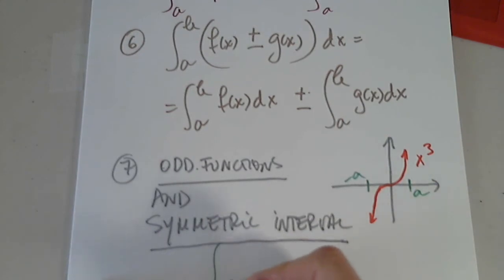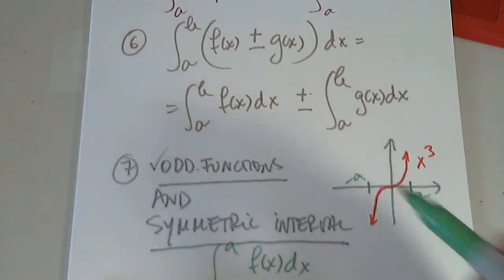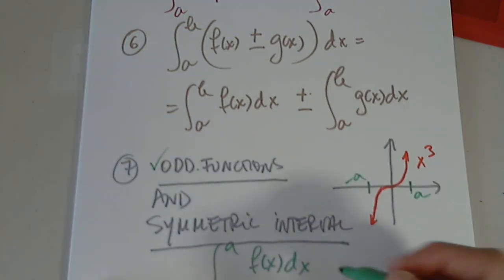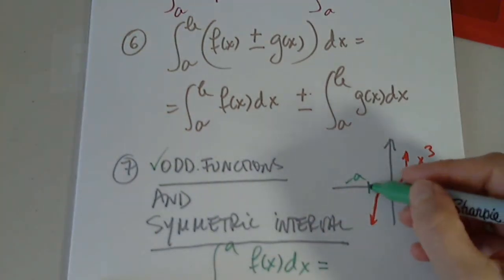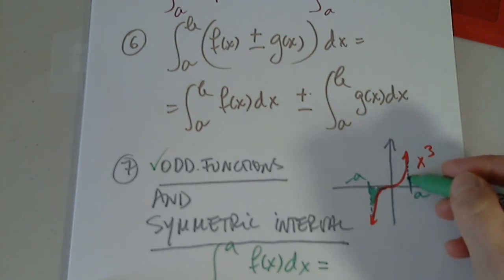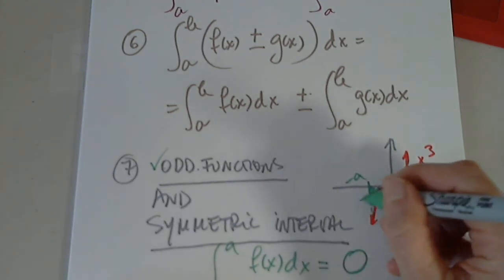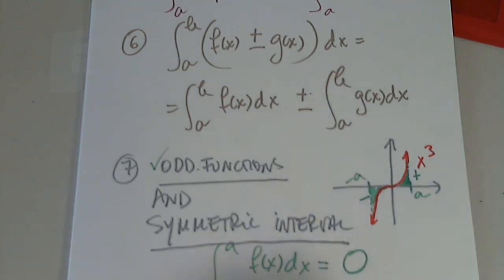So the integral from negative a to a of f of x dx, if the function is odd and of course the interval is symmetric, what do you think this will equal? Zero. Thank you. Because this is a negative area and this is a positive area, and since the function is odd, which means symmetric with respect to the origin, the areas are identical, they will be just opposites in sign.